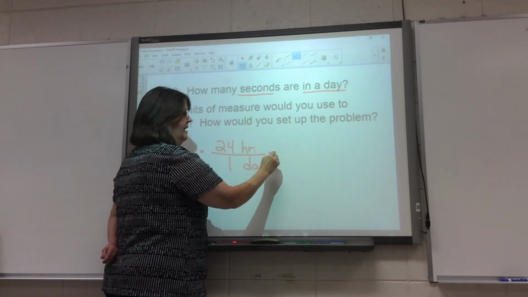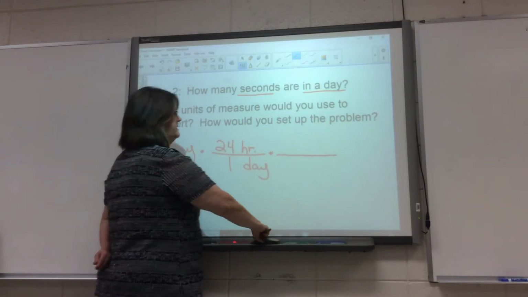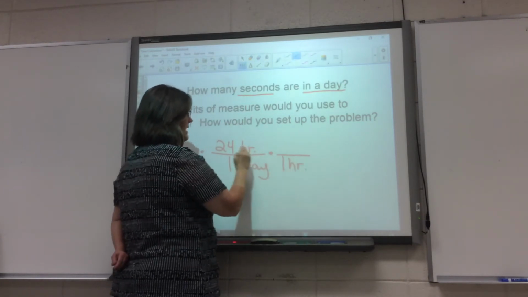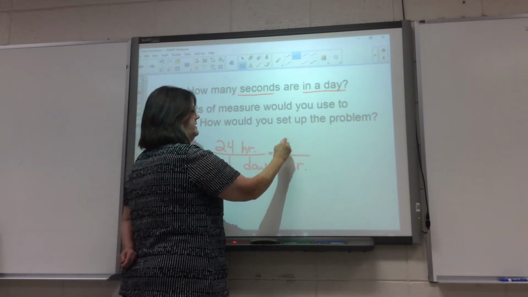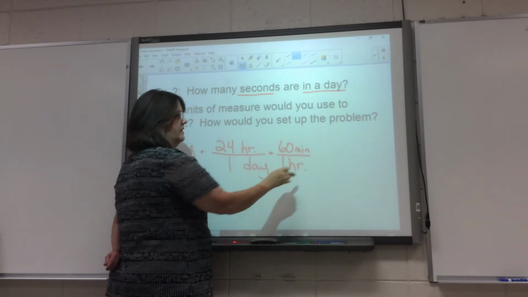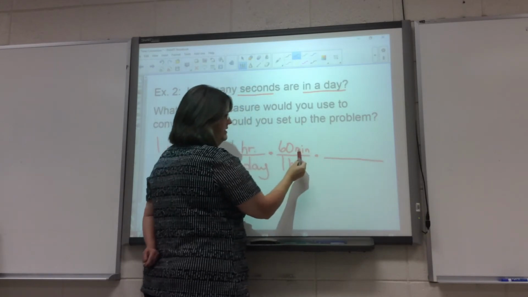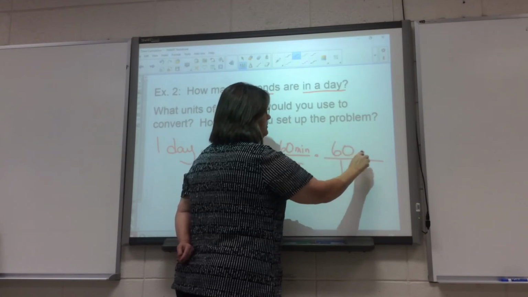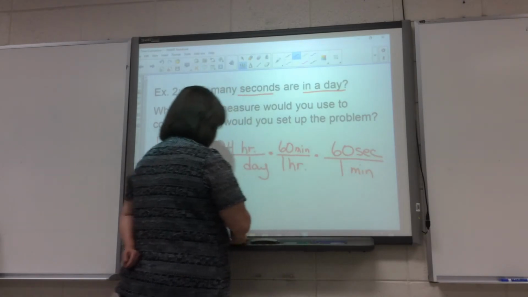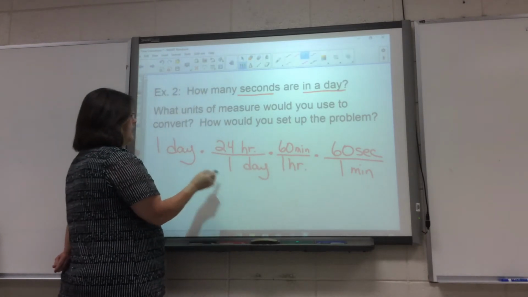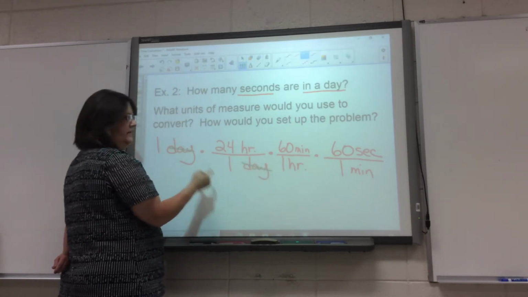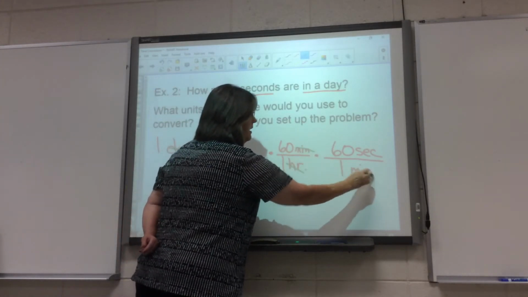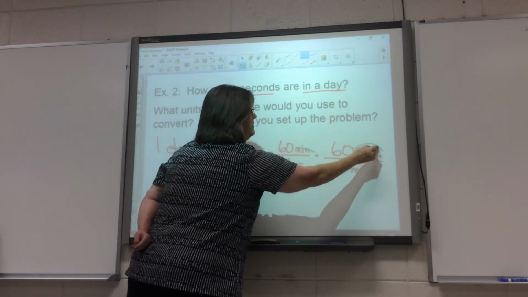Then I'm going to multiply by hours and minutes. So 1 hour down here, because hours is here, 60 minutes here. Then, since minutes is in the numerator here, minutes will be in the denominator here, and 60 seconds will be in the numerator. Now, let's go back and look. What I want is for all these other units to cancel out, and they do: numerator, denominator, numerator, denominator, numerator, denominator. And I'm left only with seconds.